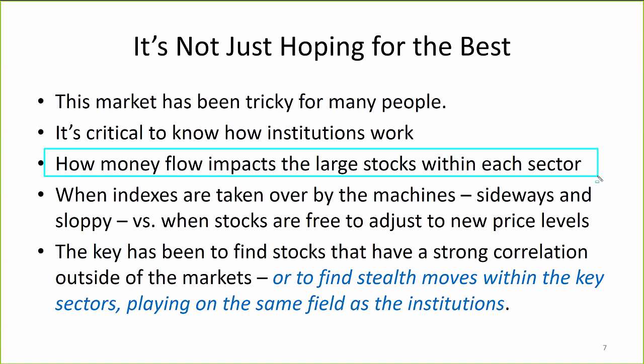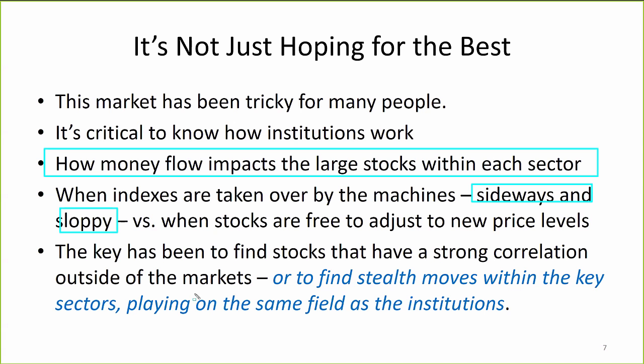All right, when the indexes are taken over by the machines, sideways and sloppy, okay, versus when stocks are free to adjust to new price levels, and those are the moments that we want to identify. Because right now, sideways and sloppy is actually more intense than it used to be. But then when stocks move, they move more quickly, and so you don't have enough time. A lot of times, if you're not aware of the changes and don't know what to look for, you don't have time to adapt.